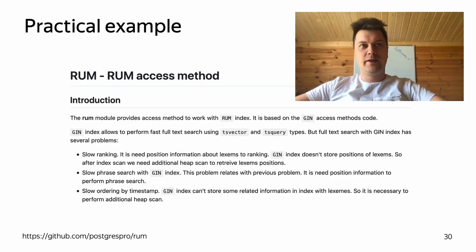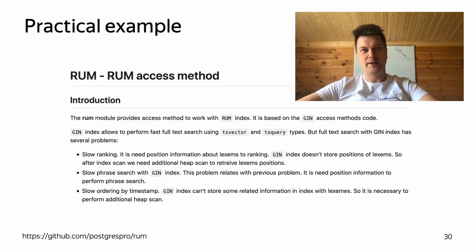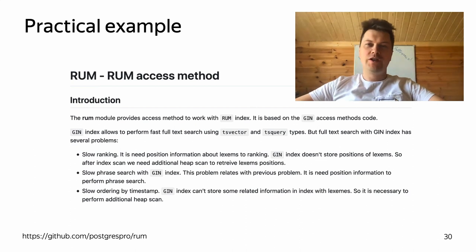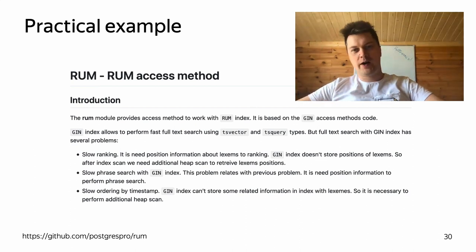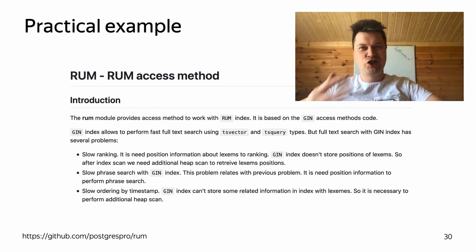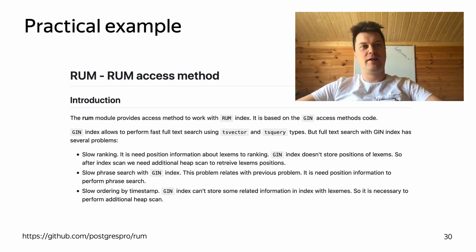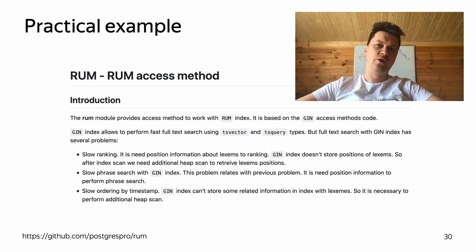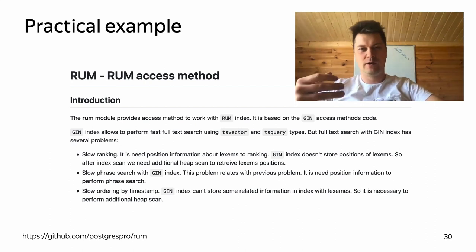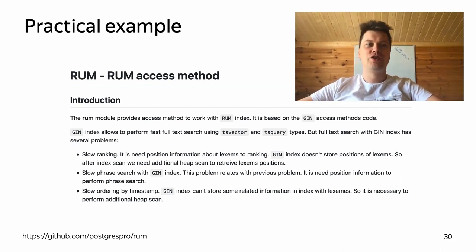And a more practical example is the RUM access method. Like gin is searching an object by its part, and RUM is gin designed more specifically for text search, and RUM executes sorting according to relevance faster. So it's doing more efficient ranking than sorting results of a gin index search.